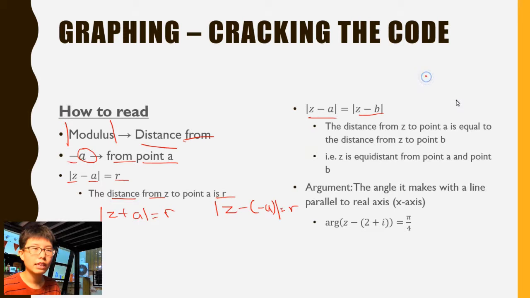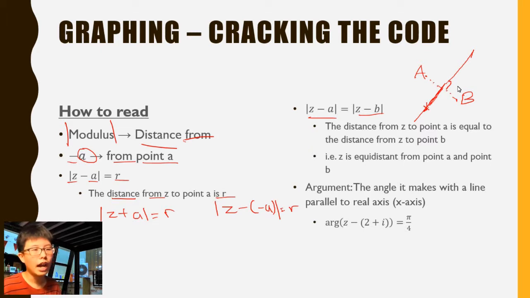I'll draw it here right now. Let's say we have point A and point B, and this is the midpoint between A and B. If Z lies right in the middle between A and B, the distance between Z and A and Z and B are equal. But why not extend this line so that it is perpendicular to the line connecting A and B? If Z is here, then by Pythagoras' theorem, the distances are equal, or you can just eyeball it. If Z lies anywhere along this line, then the distance from Z to point A is equal to the distance from Z to point B. That is why when you see two modulus signs equal to each other, you must think that this is a perpendicular bisector.